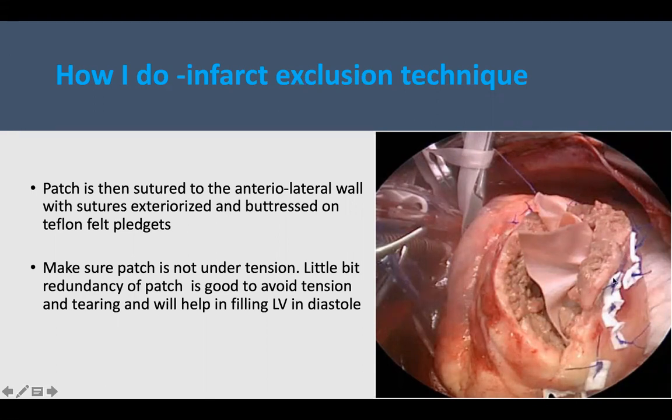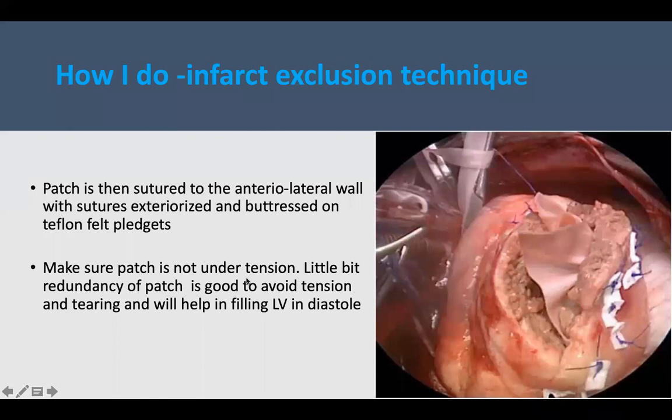Basically, this whole part is all dead, but you take some part of the healthy myocardium so that it can hold your sutures. The patch is then sutured to the anterolateral wall with sutures or exteriorizer and buttressed with Teflon.